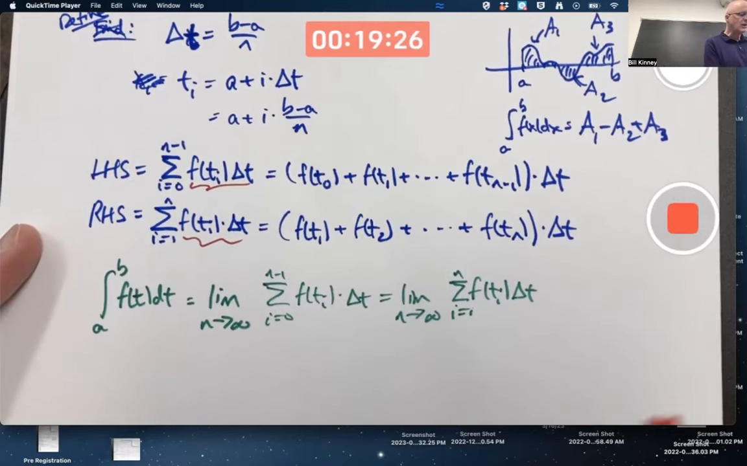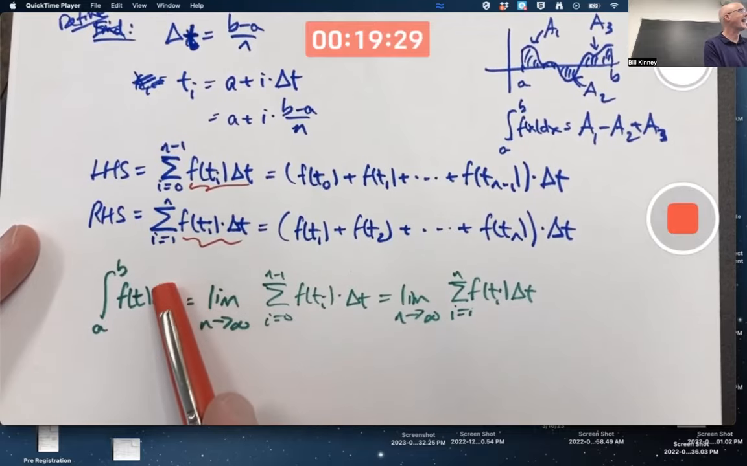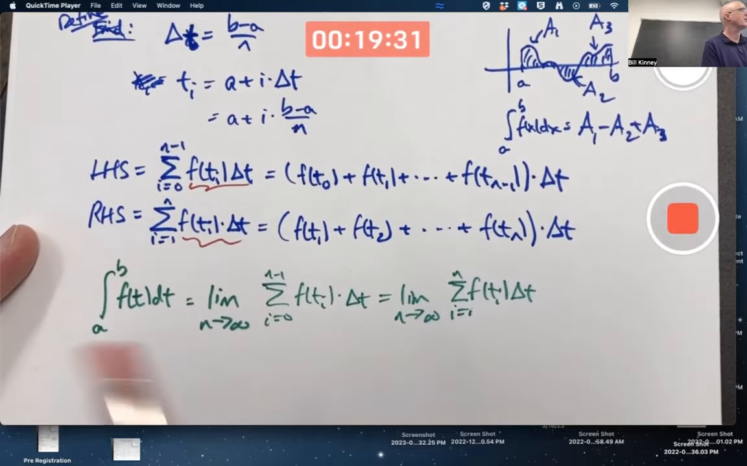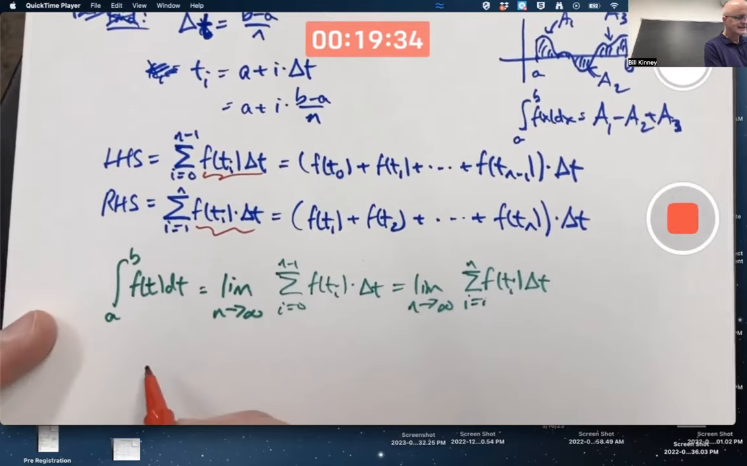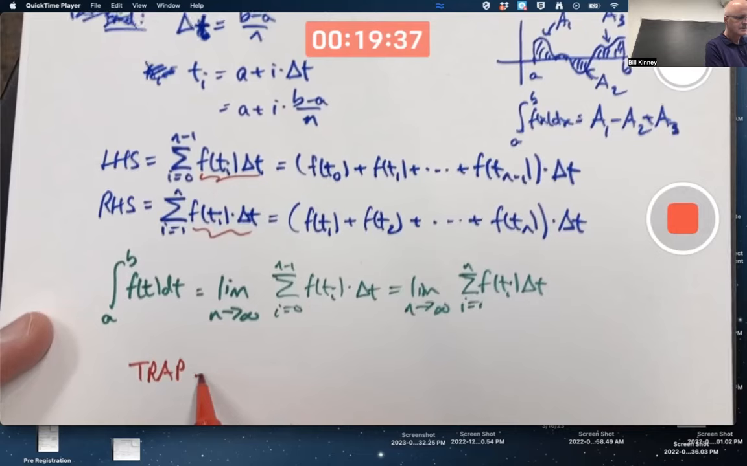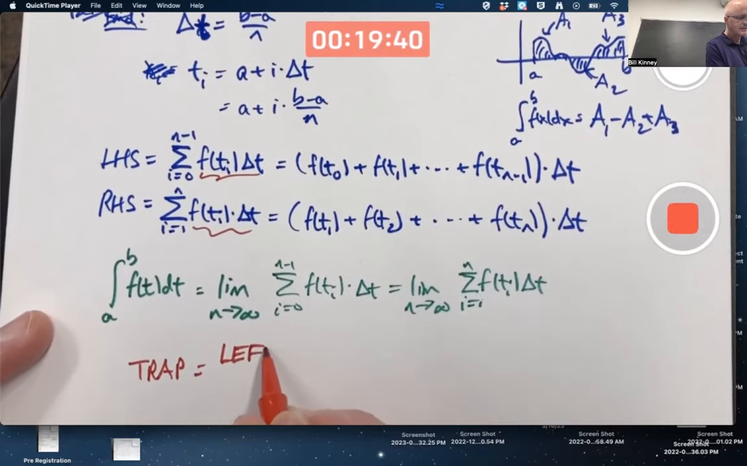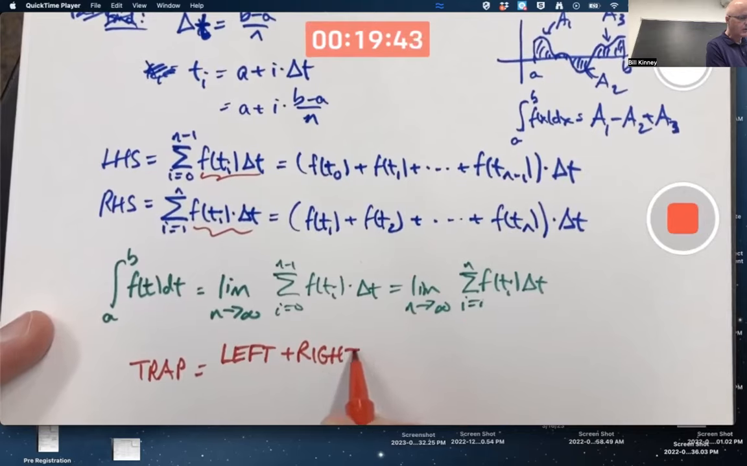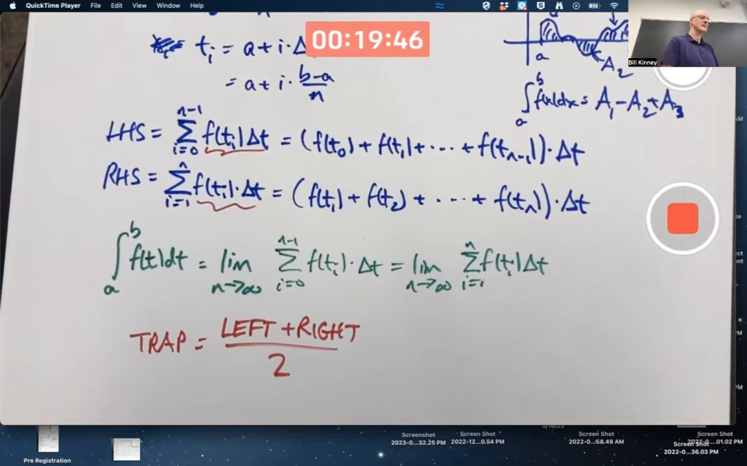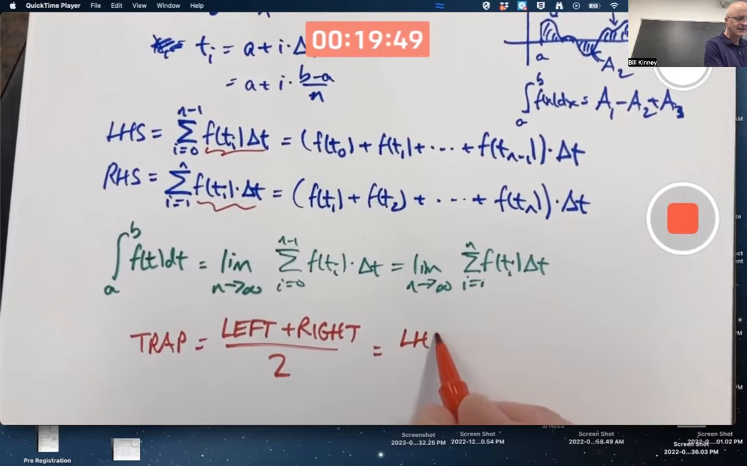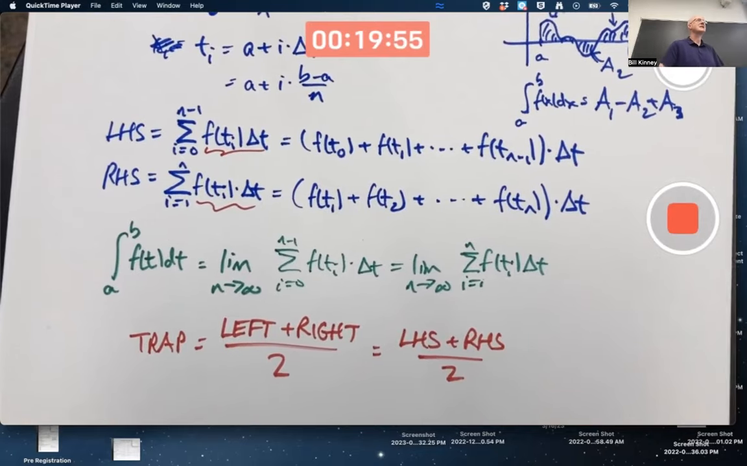When you're doing approximations, you also could average the left and right-hand sums. I hinted at that, and I think there might have been at least one homework problem where you did that. If you average the left and right-hand sums, that's called a trapezoid sum. Trap is left plus right divided by 2. Or with the other notation, LHS plus RHS divided by 2. LHS stands for left-hand sum, RHS stands for right-hand sum. Could just say left sum and right sum for short.